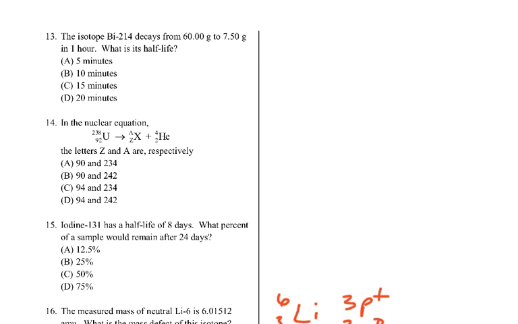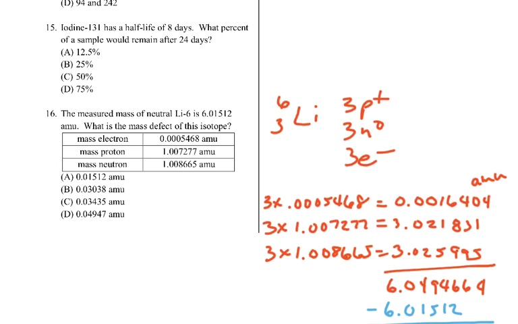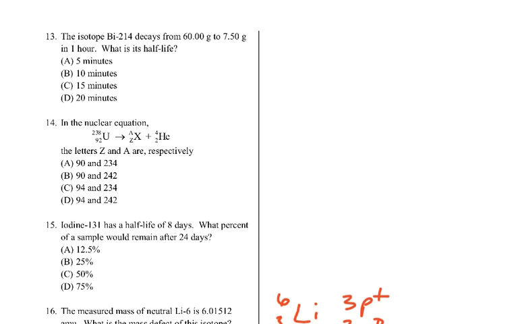Okay, 13, I'm in the wrong place. Oops. Okay, 13. The isotope bismuth decays from 60 grams to 7.5 grams in 1 hour. What's its half-life? Well, is it a whole number of half-lives? Let's try that the easy way.